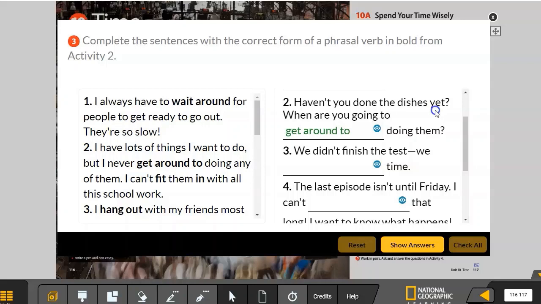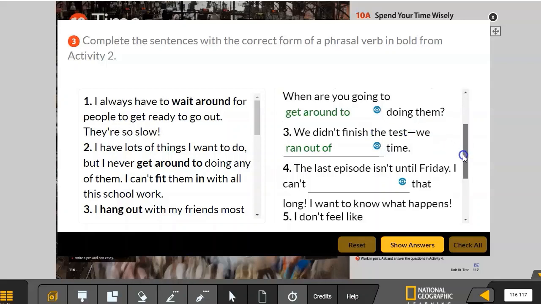We didn't finish the test. We ran out of time. Ran out of time. Remember, guys, you have to be careful with the form of the verb. In this case, we didn't finish the test. That's past tense. So that's why we ran out of time. The time was over, so we didn't finish the test.